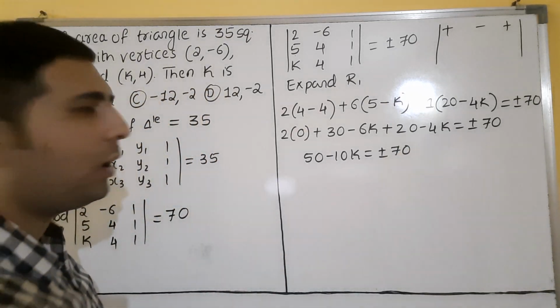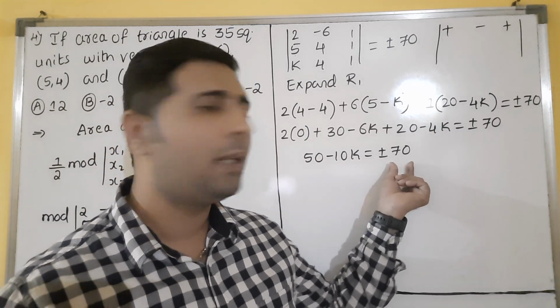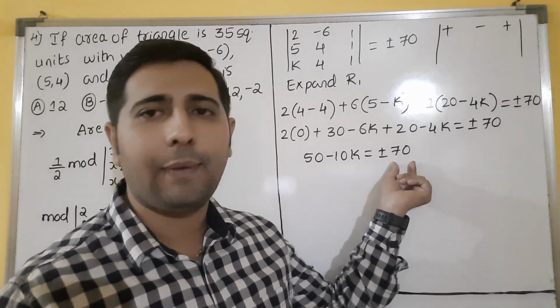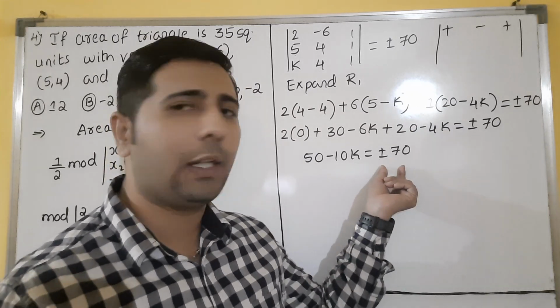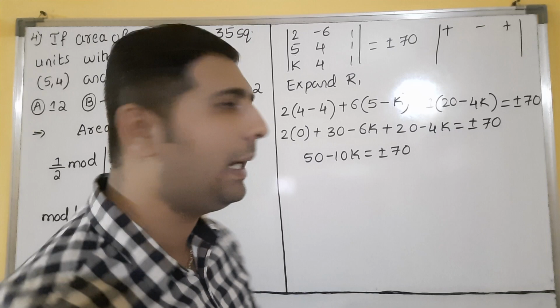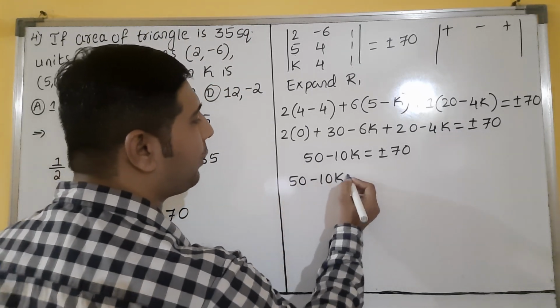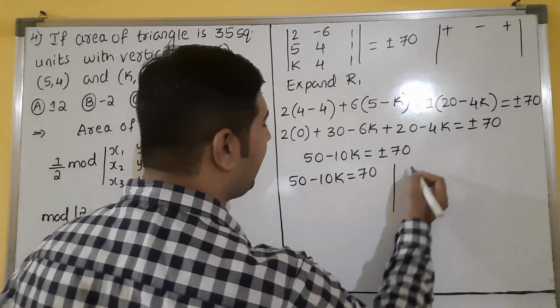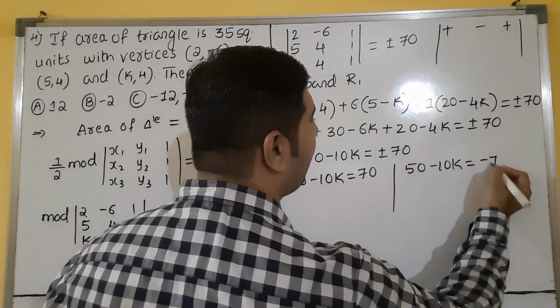Clear? So this 50 minus 10k is equal to 70, and also equal to minus 70. Plus 70 is equal, minus 70 is also equal, so we can separate them. 50 minus 10k is equal to 70. Another is what? 50 minus 10k is equal to minus 70, dear students.